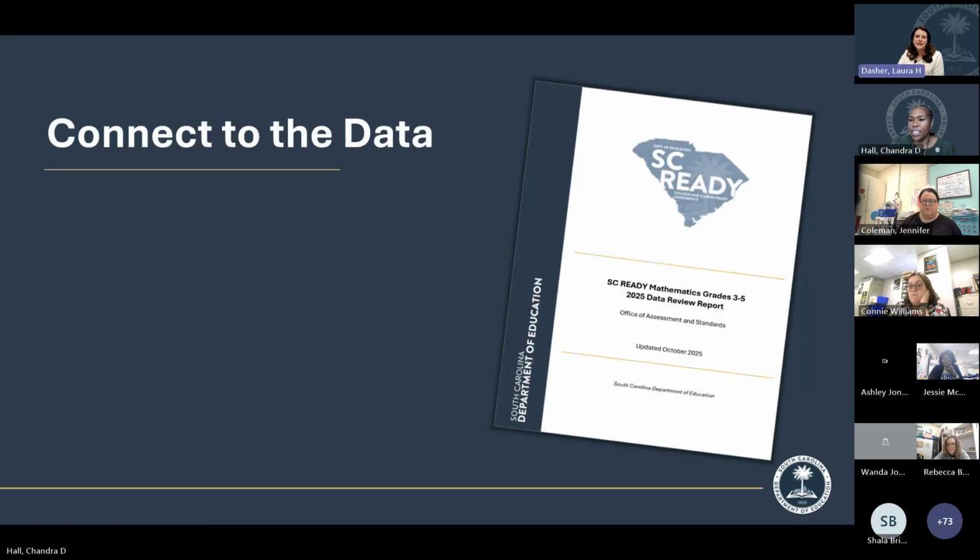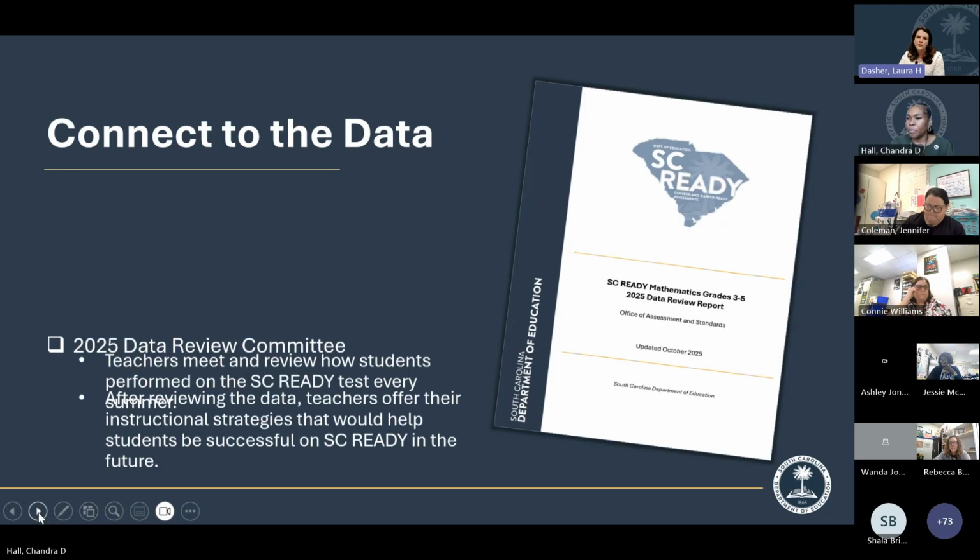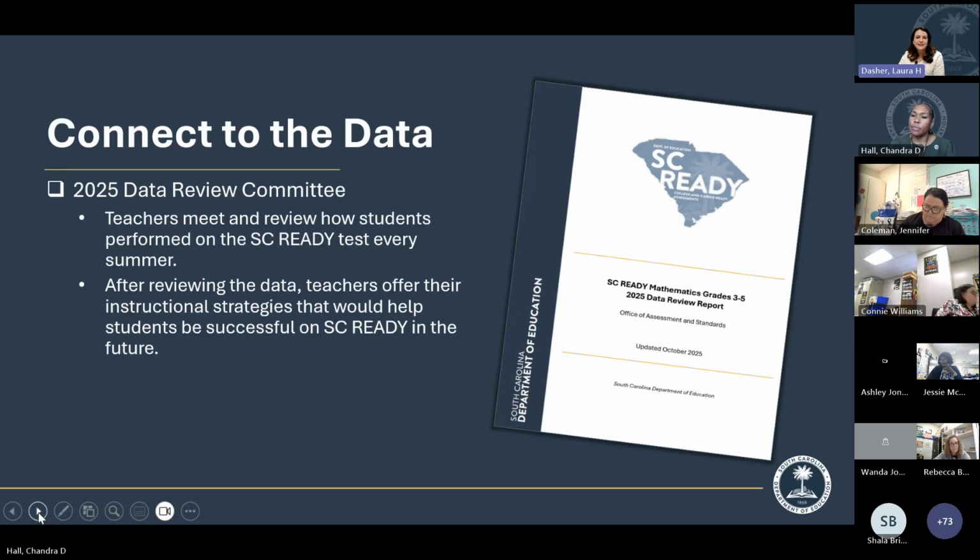All right, so now we're going to connect to the data. One way to do that is by using our data review reports. It's always great to strive for instructional strategies based on data. Throughout the 2025 data review report, many instructional insights and strategies at grades 3 through 5 are mentioned. A lot of those strategies help students with real-world math problems. This was evident during our 2025 data review committee that we held during June of 2025.